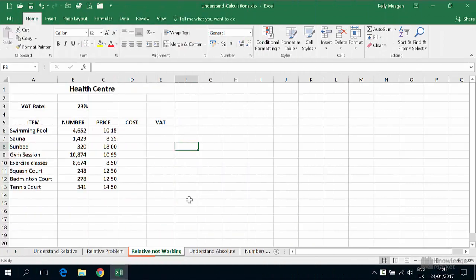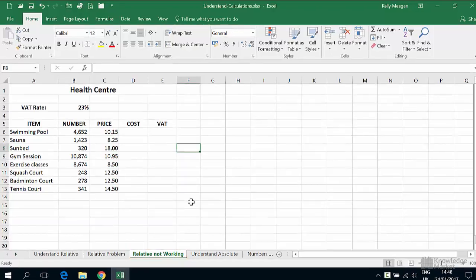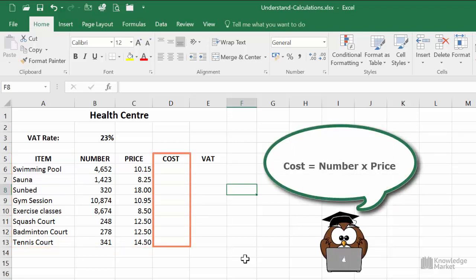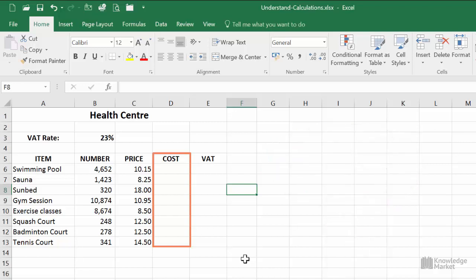For this video, we're working on the sheet called Relative Not Working. Our data shows the different amenities in a health centre, then the number of people that have used those amenities, and the price each person pays to use those amenities. We're going to work out the cost first, which is the number multiplied by the price, which is a normal relative calculation. Then we'll work out the VAT as a relative calculation, and we'll see that going wrong.